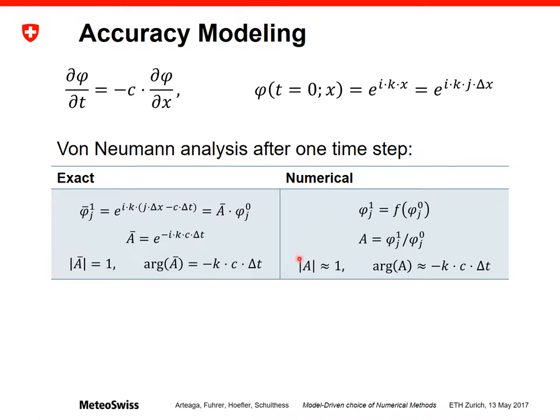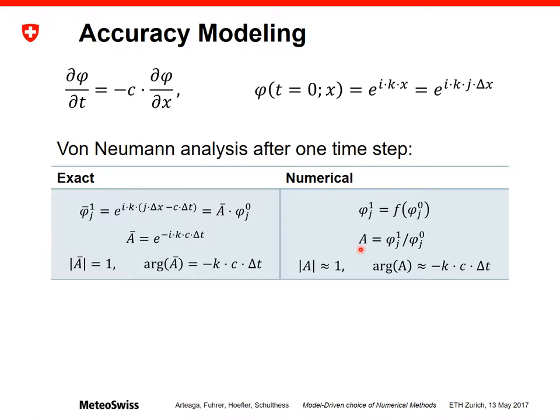On the other side, we have the numerical solver. Different numerical solvers will, of course, have different solutions after one time step. Our goal is to represent this solution after one time step analytically and automatically. So, to develop a tool which computes phi j1 automatically. After doing so, we can compute this amplification factor by dividing the solution after one time step by the initial conditions. And we will get a number which is an amplification factor, which will depend now on the numerical scheme which is used, on the grid spacing, and on the time step.